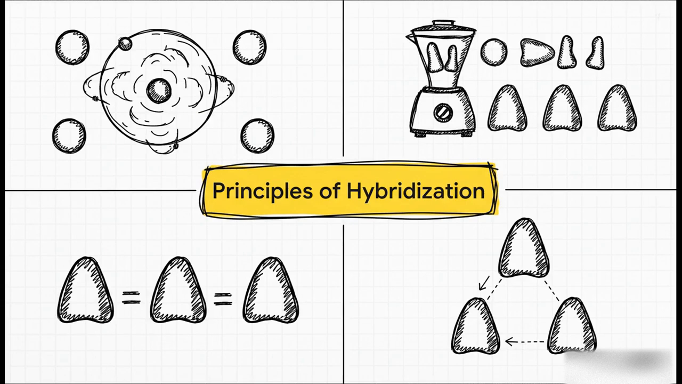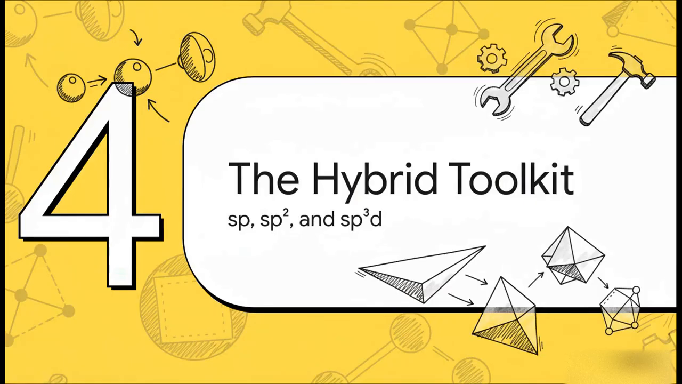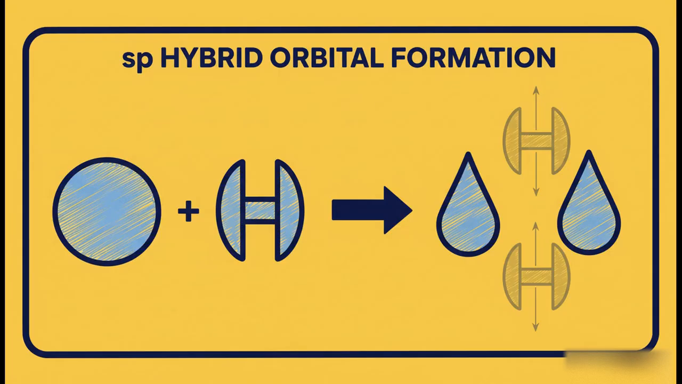It's perfect. Okay, let's open up our toolkit and see how this actually works. We can now describe these specific hybridization schemes that line up perfectly with the molecular geometries we see all the time. Think of these as the main tools an atom has in its belt to build molecules. Let's start with the simplest recipe. If we take 1 s orbital and mix it with just 1 p orbital, we create 2 new orbitals.